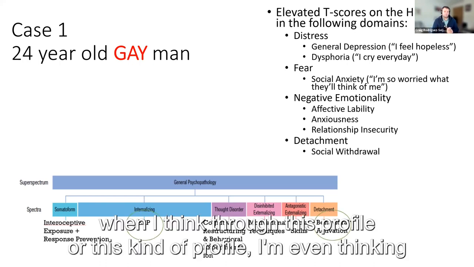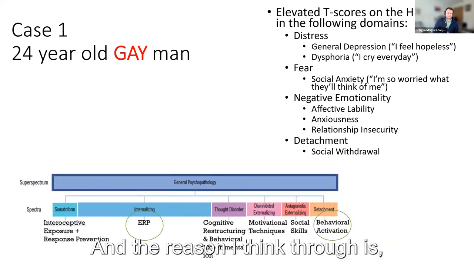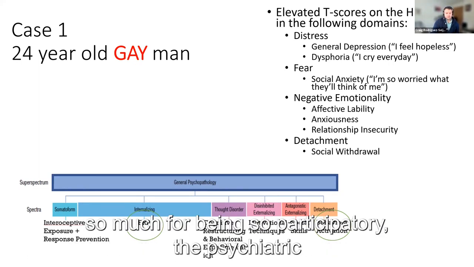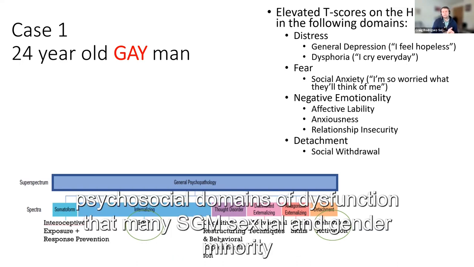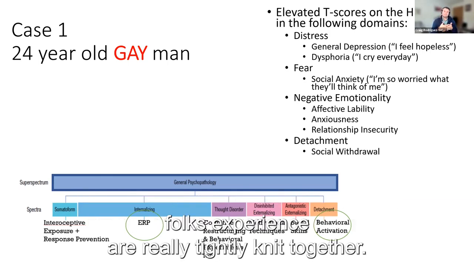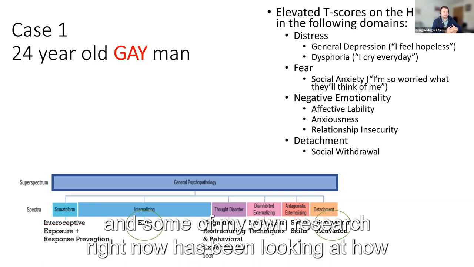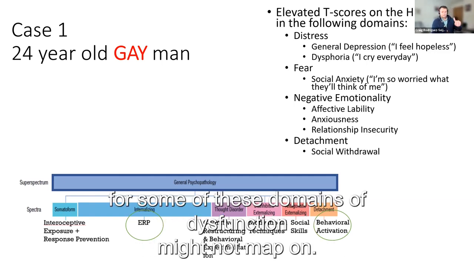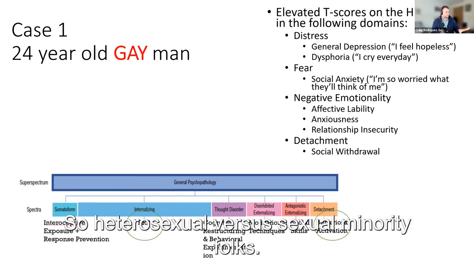One thing that comes to mind when I think through this kind of profile, I'm even thinking a step up, this general psychopathology domain. And the reason I think through this is, as many of y'all have pointed out, which I really appreciate, thank you all so much for being so participatory, the psychiatric or psychosocial domains of dysfunction that many SGM, sexual and gender minority folks experience, are really tightly knitted together. And some of my own research right now has been looking at how some of the behaviors and indicators we use for these domains of dysfunction might not map on in the same way for heterosexual versus sexual minority folks.